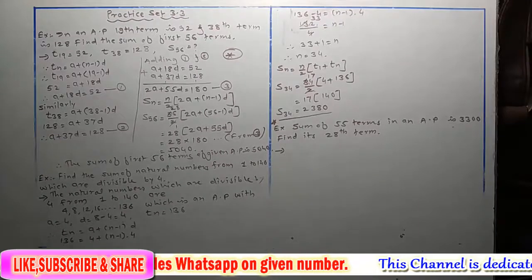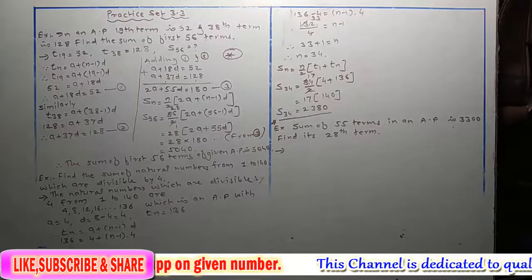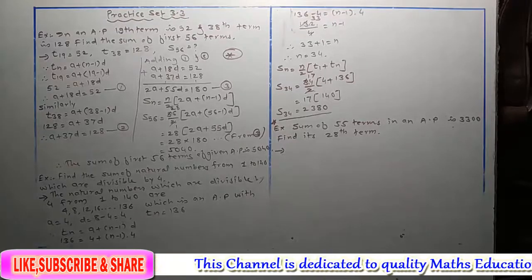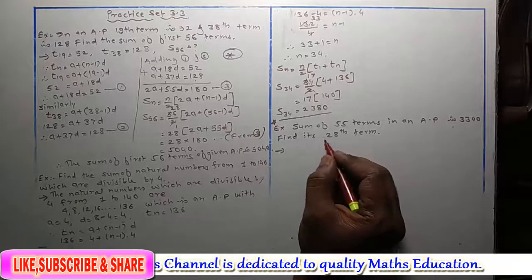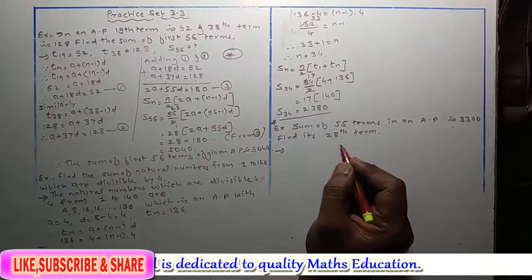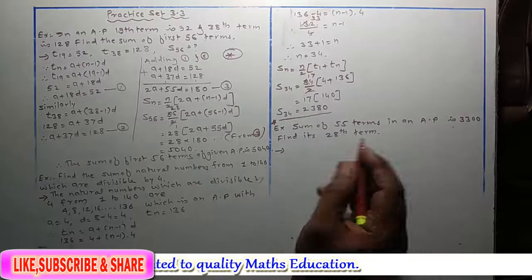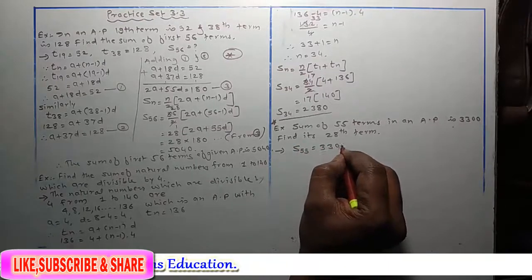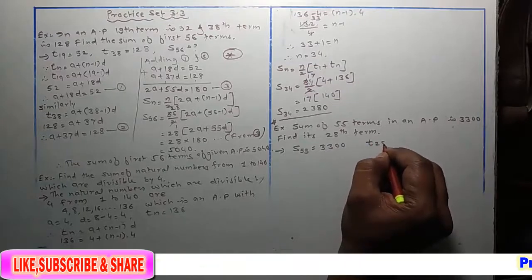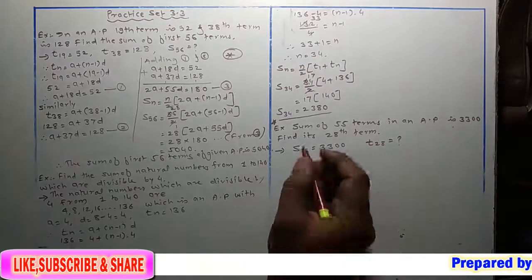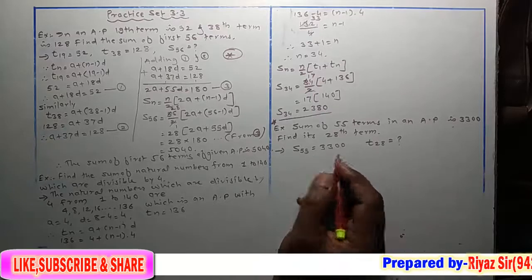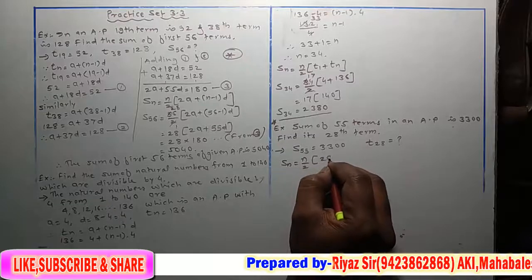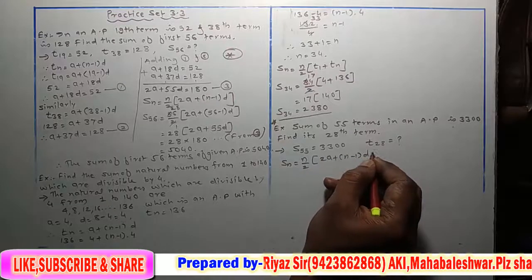One example. Sum of 55 terms in an AP is 3300. Find its 28th term. Okay, and this one is the star example in your textbook. So sum of 55 terms is given, S55 is equal to 3300, and we have to find T28, that is 28th term we have to find. Now we have the formula for Sn is equal to n upon 2 bracket 2a plus n minus 1 into d.